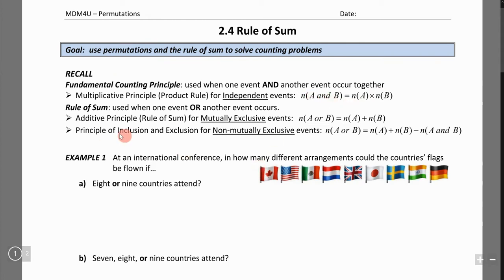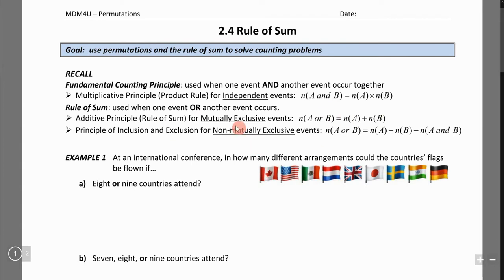Okay. And the rule of sum, which we used back in chapter one, is used when we have one event or another event that occurs. When you have mutually exclusive events, meaning your two events have no common elements or outcomes, all you have to do is add up the outcomes of each event.